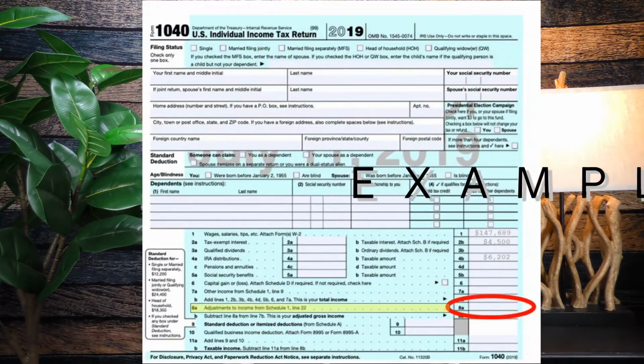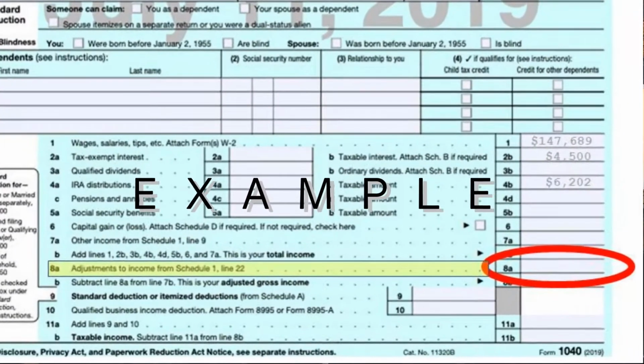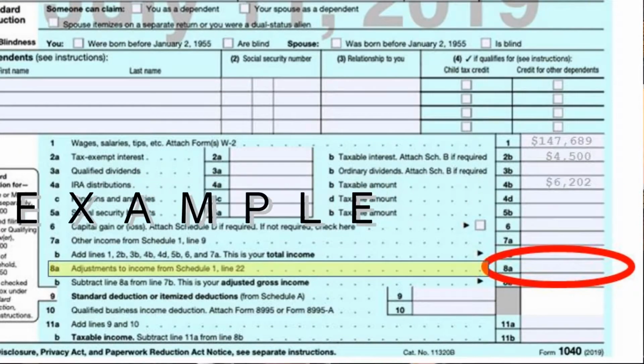Then I look at adjustments to income. So as a financial planner, what I'm looking for is, if that line is blank, that tells me you're not contributing to an IRA. So possibly we would look at contributing to an IRA to minimize those taxes.